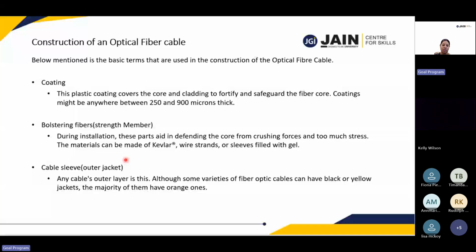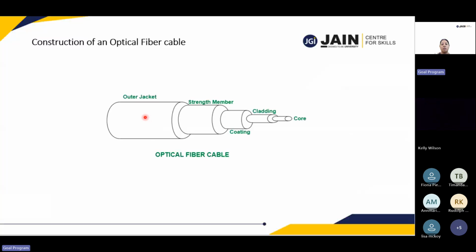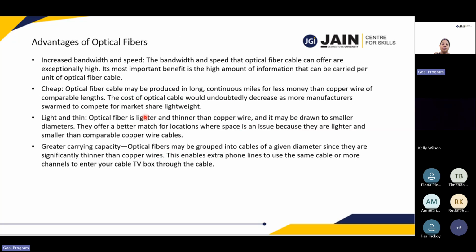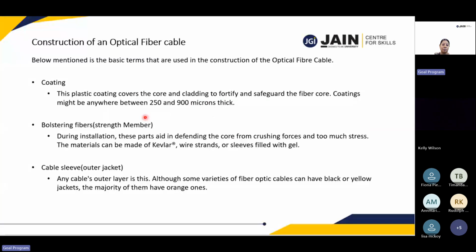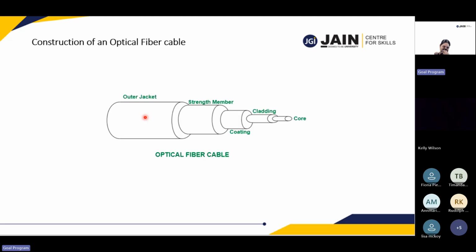Okay, that is what is called the outer jacket. You can see this is the outer jacket of the entire core and cladding, and here we have the strength member. So it's the outer jacket. Any cable's outer layer is this. Although some varieties of fiber optic cables can have black or yellow jackets, the majority of them have orange ones. So these are different colors of the jacket. We have the outer layer in different colors. So this is the construction. This is how fiber optic cables are designed.